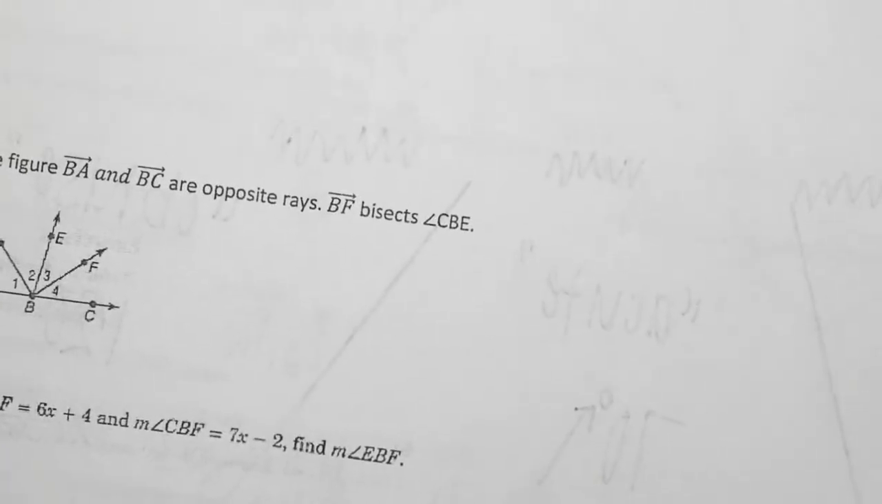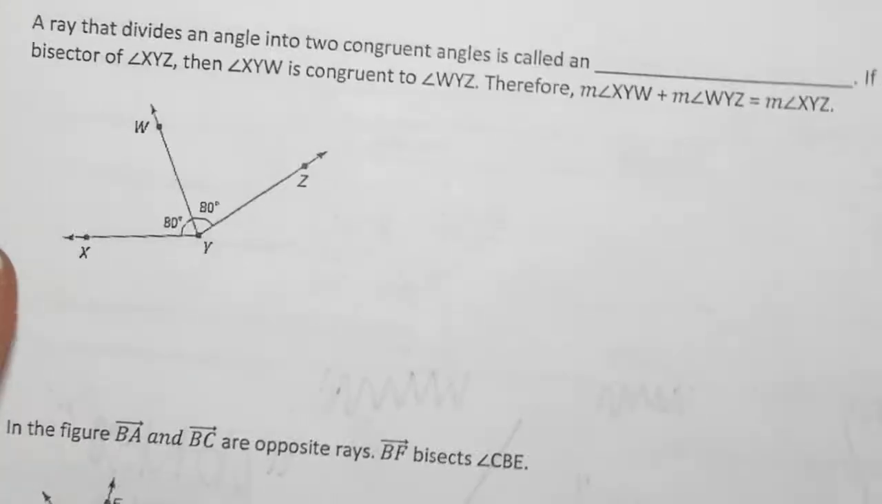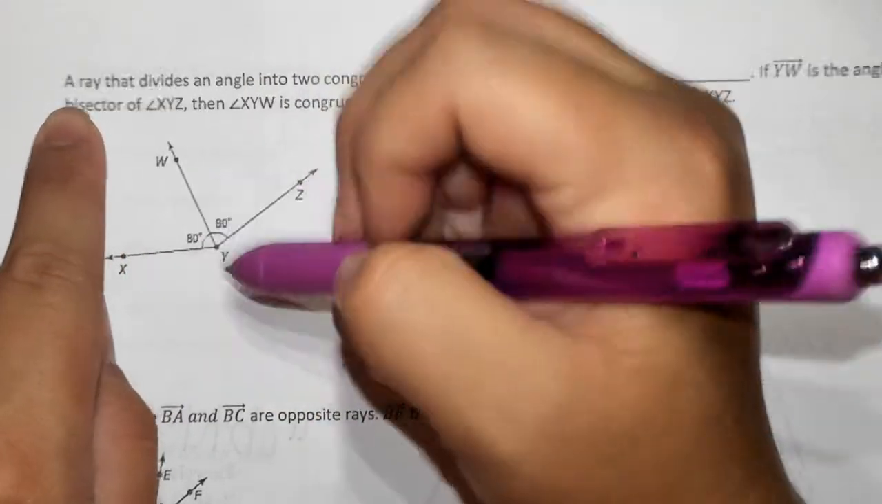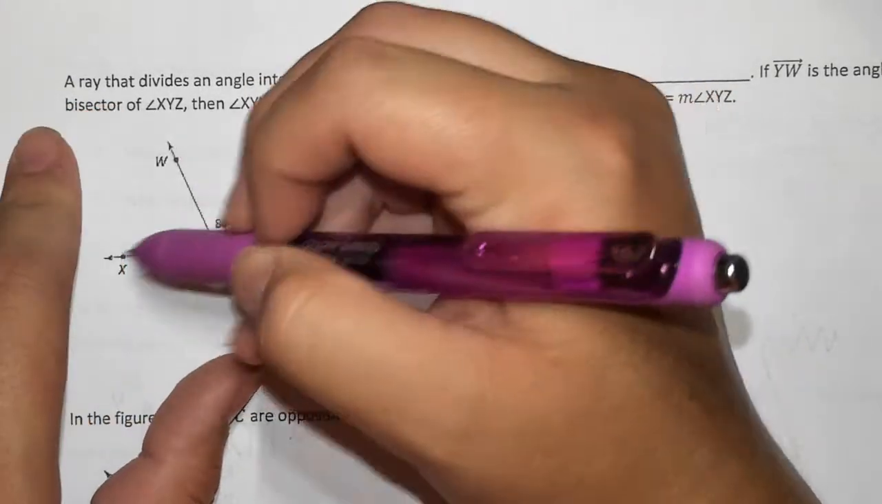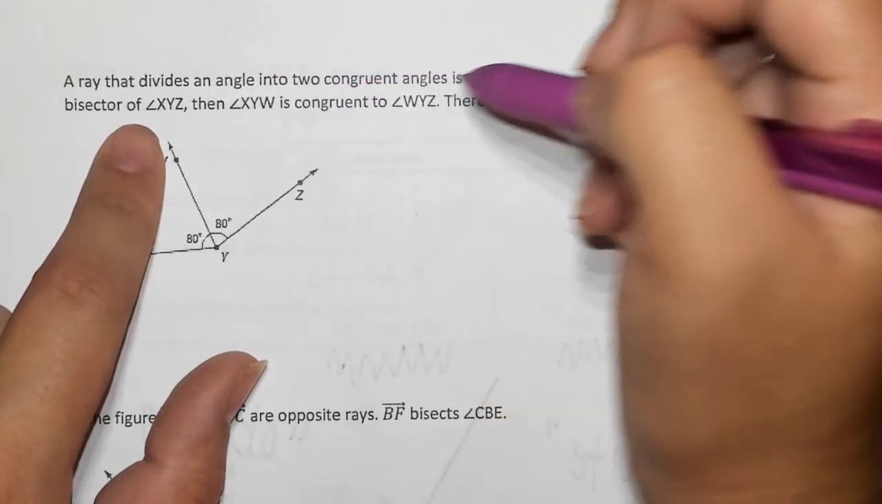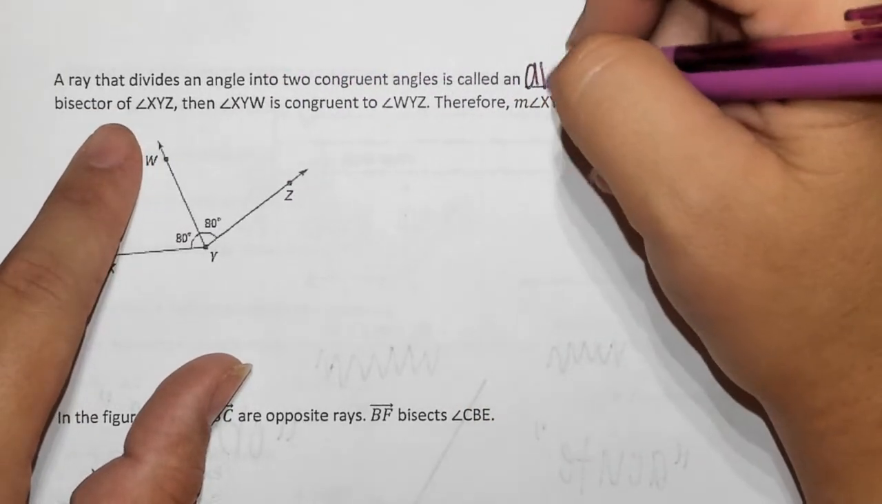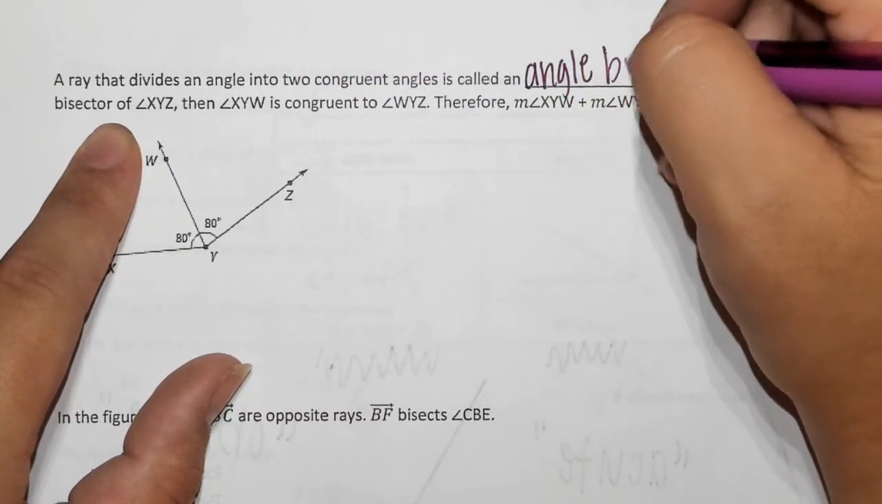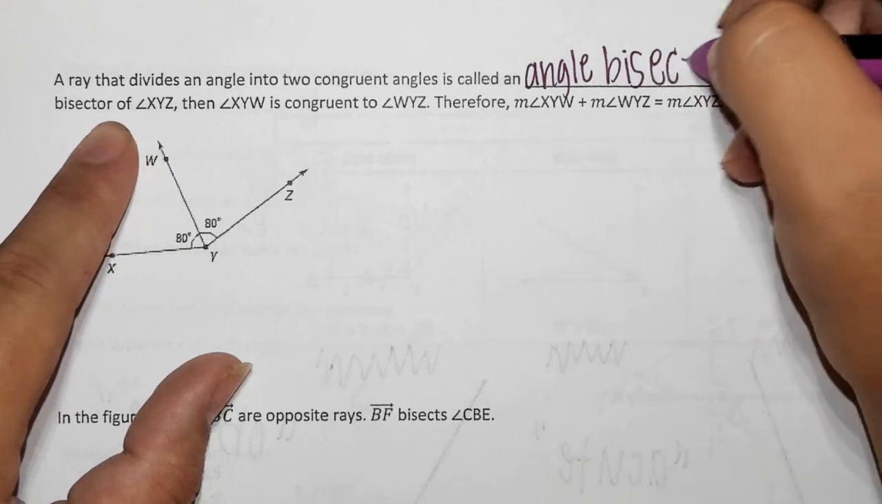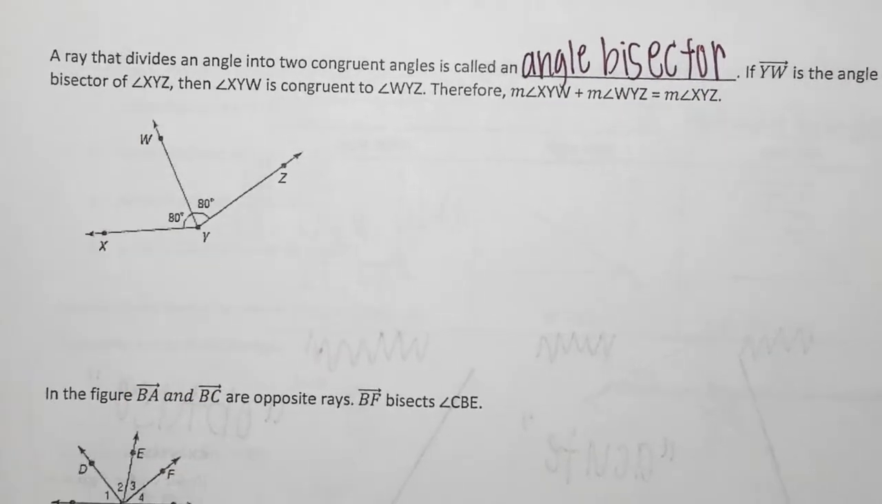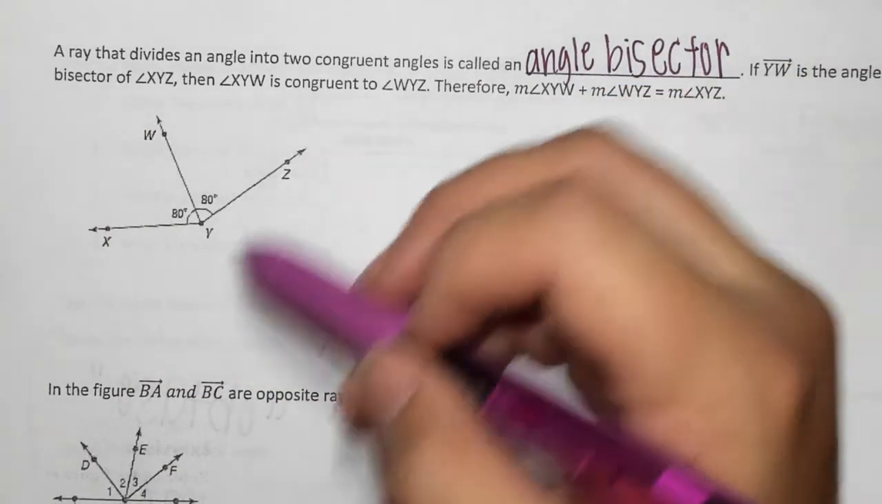Remember how we had bisectors that bisected our line? That means it cut it in half. We have the same thing with angles. If there's another ray that divides a whole angle into 2 congruent angles, it's called an angle bisector. So bisector always means it cuts it in half. The only difference is that it's used in an angle right here.